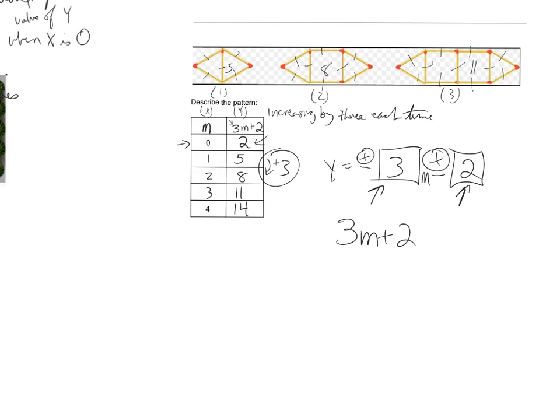So now we want to test to make sure this is correct. 3 times 0 is 0 plus 2 is 2. This one works. 3 times 1 is 3 plus 2 is 5. This one works. 3 times 2 is 6 plus 2 is 8. This one works. 3 times 3 is 9 plus 2 is 11. 3 times 4 is 12 plus 2 is 14. So it works.